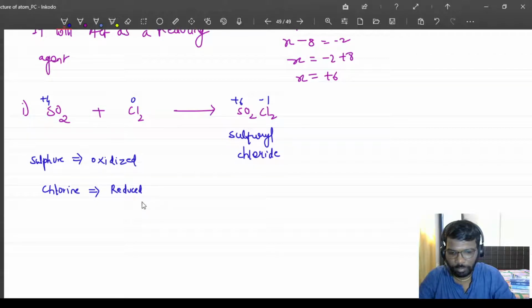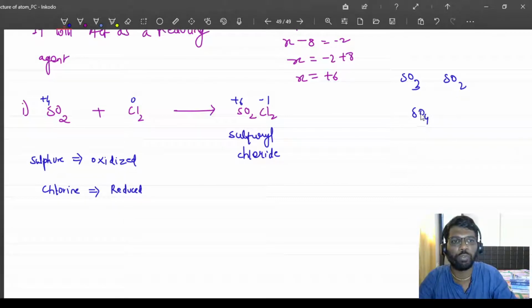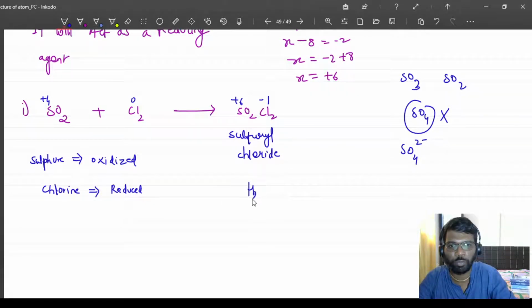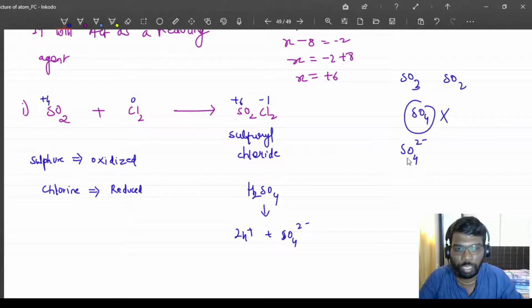Remember students, one more thing I wanted to tell. SO3 exists, SO2 also exists, but there is nothing like SO4. This compound doesn't exist. What exists is SO4 2 minus. Like if I split H2SO4, it is going to give me 2H plus and SO4 2 minus. This is the sulfate.